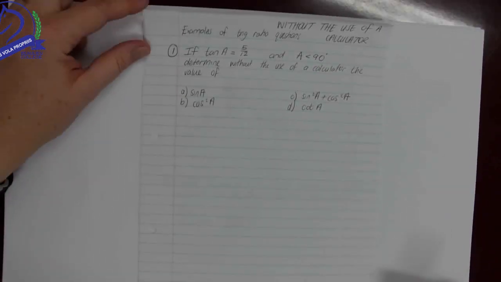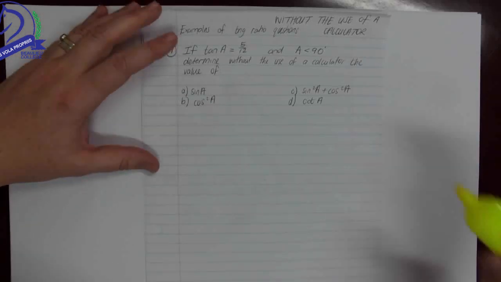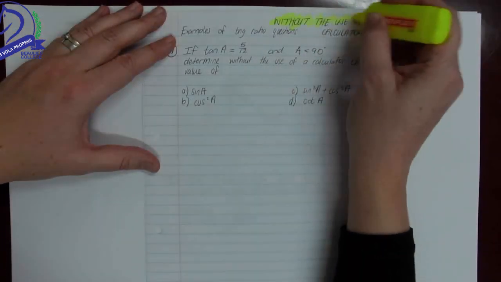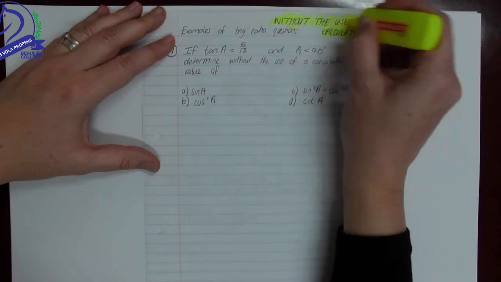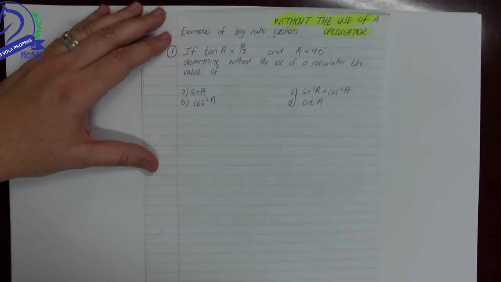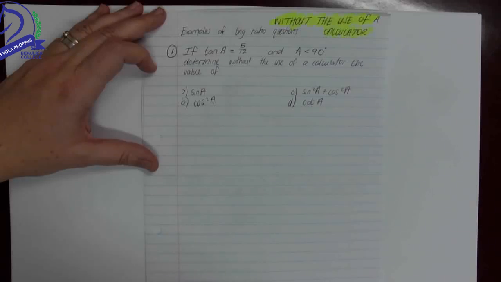Right, so let's do some examples. So this statement, without the use of a calculator, in grade 10 it was used very seldom. You could have worked out all, or the majority, of your trig using a calculator. I want to share the news with you now. In grade 11, 90%, maybe 95% of your work will be done without a calculator. So get used to that.